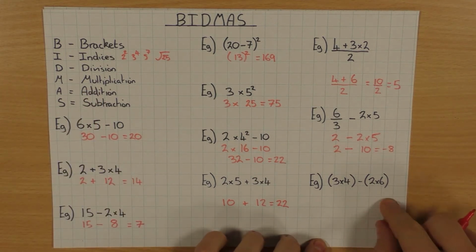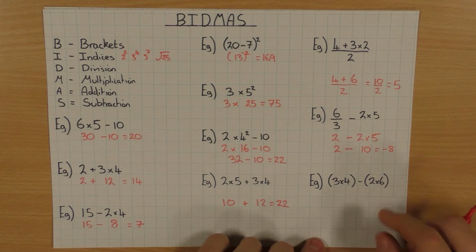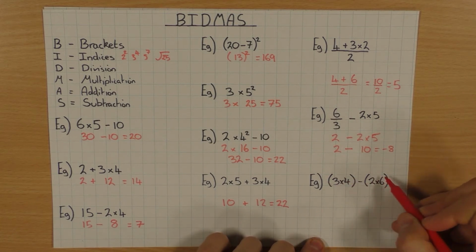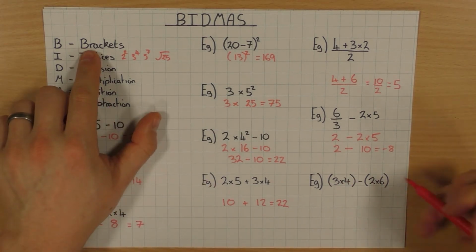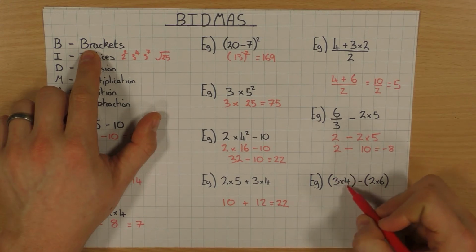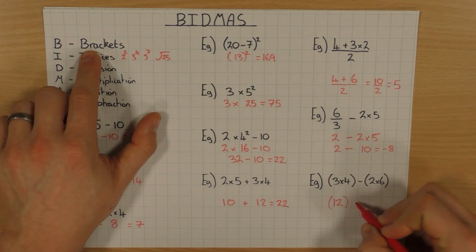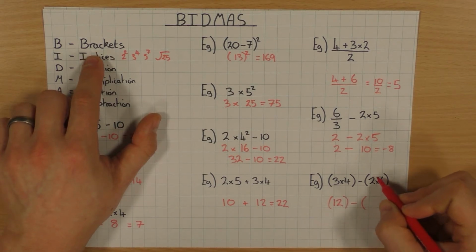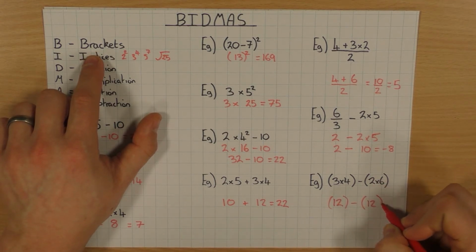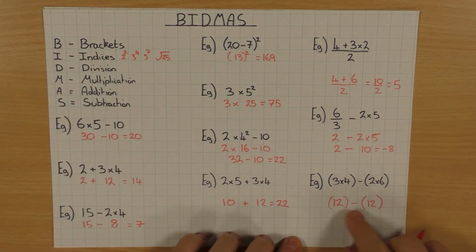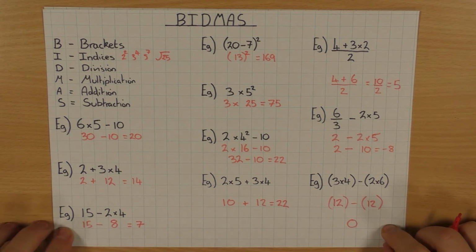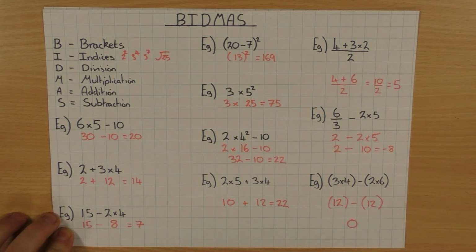Okay, this one here, very similar to this one over here. But this time it's in brackets, which means I definitely have to do the brackets first. So inside the brackets, I have 3 times 4, which is 12. And in this bracket here, I have 2 times 6, which is 12. And I can do the subtraction. 12 minus 12 is 0. Okay, so there's a few examples there. And I've just got a couple more to show you on my other sheet.